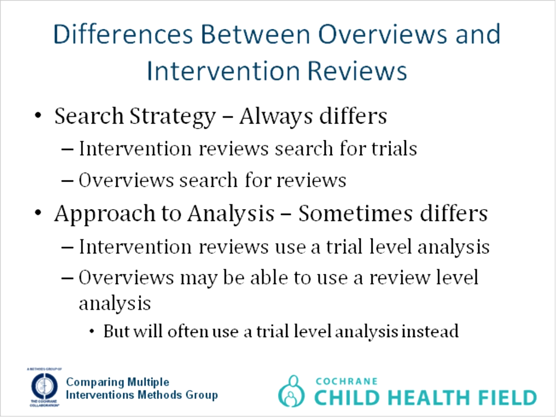As I've mentioned, the important one is the search strategy, which is always different between the 2. Intervention reviews search for individual trials, where the strategy in overviews is to search for reviews and use those as pointers to the trials. There's sometimes a difference in the analysis, but not always. Intervention reviews, again, go at this from a trial level. In overviews, it may be possible to do the analysis from a review level. That is, use the summary statistics from the reviews and combine them rather than going back to the trials. But in fact, it's often important to go back to the trials for this as well.